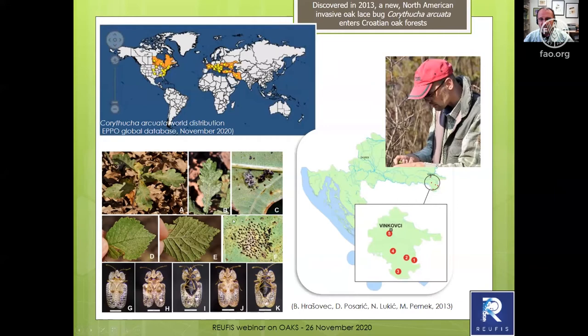These are the pictures from the first publication that dates from 2013. And this is another fellow forester colleague who actually brought to our attention the new player down there in eastern Slavonia.